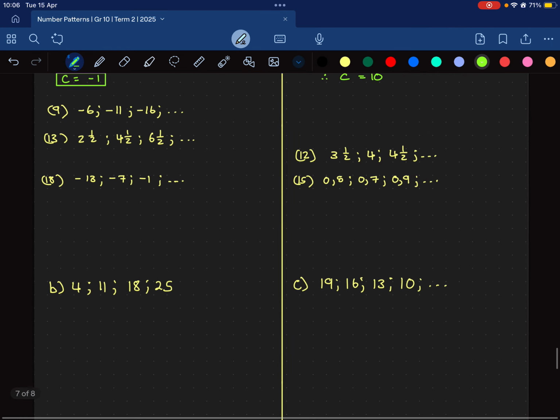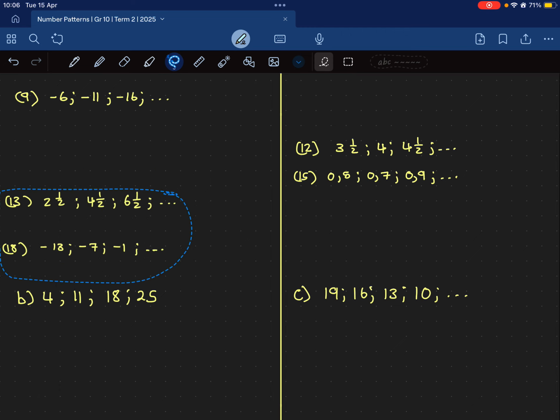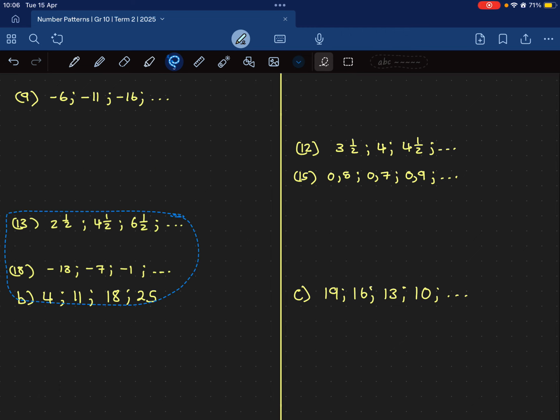Okay, then the next one. Just want to move so that we have a bit more space.